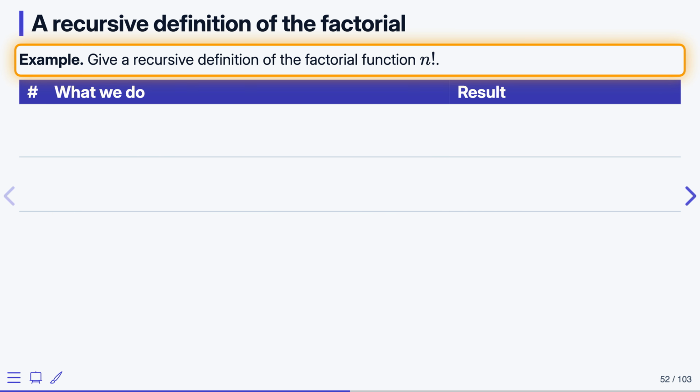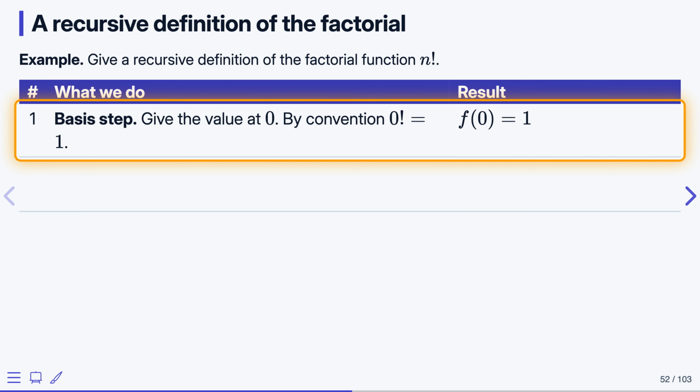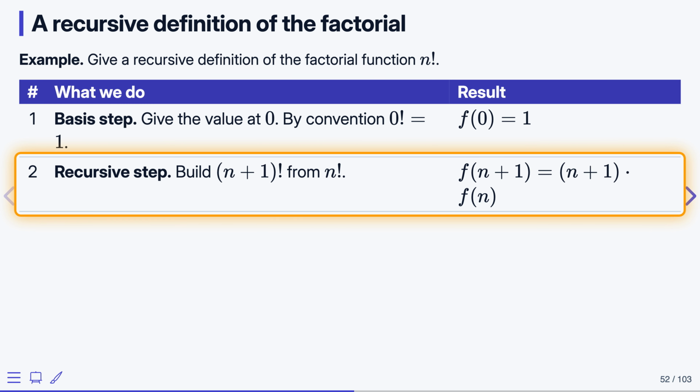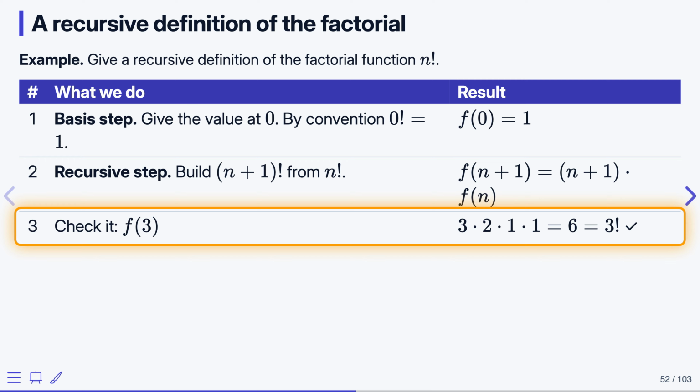Now let's define the factorial function by recursion. Step 1. The basis step gives the value at 0. By convention, 0 factorial is 1, so f of 0 is 1. Step 2. The recursive step builds the next value from the one before. N plus 1 factorial is n plus 1 times n factorial. Step 3. Let's check it on a small case. F of 3 is 3 times f of 2, which is 3 times 2 times f of 1, which is 3 times 2 times 1 times f of 0. That is 6, and 3 factorial is 6.